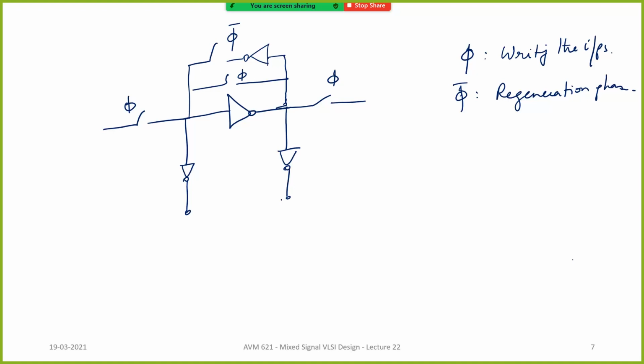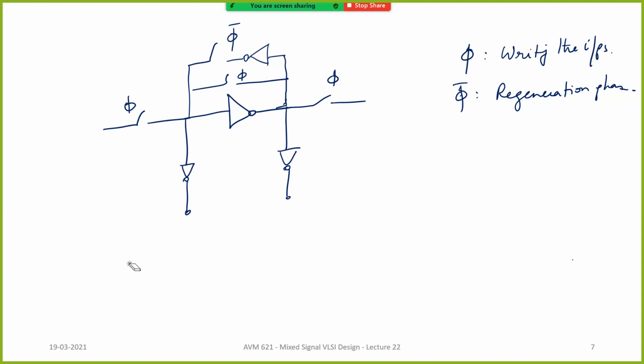But there is what is called a strongARM latch. We will look at it in the next class. That is what is very, very widely used as a comparator in the industry. In fact, this is also used as sense amplifiers in memory circuits. I hope you have come across this in SRAMs, DRAMs.